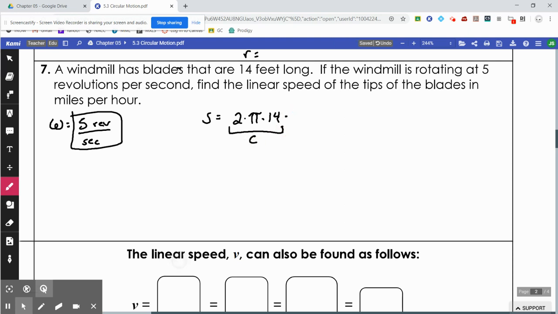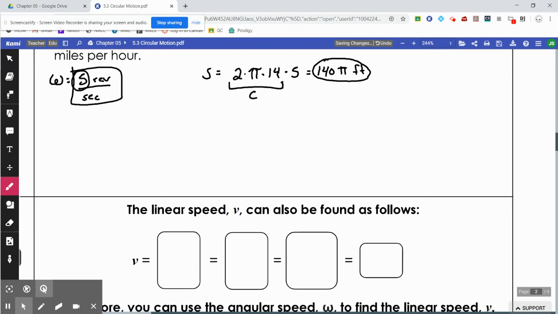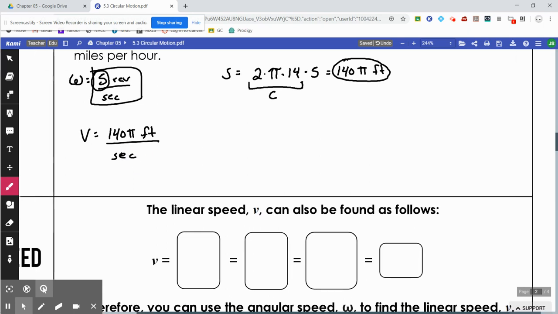However, in that 1 second, we're spinning 5 times. So we're going to multiply by 5, and that's going to give us our total arc length. Multiplying that, that's going to be 140 pi, and that is in feet. So that is our arc length. That's how far we're traveling in that 1 second. So our linear speed is equal to 140 pi feet per second, because again, speed is arc length divided by time. Our time is 1 second, our arc length 140 pi feet, so therefore we've got it.